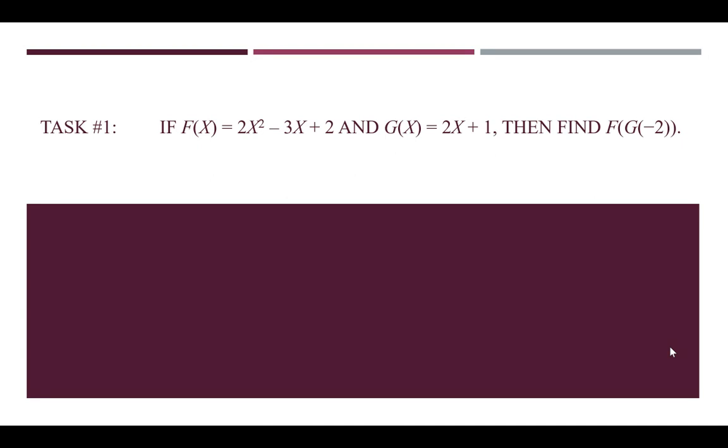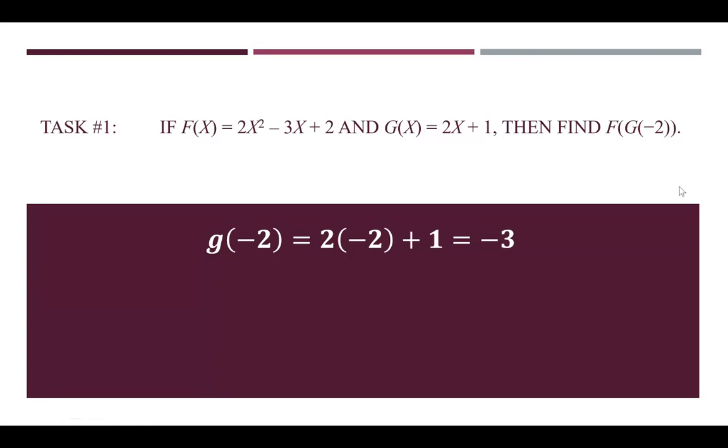All right, here it says, if f of x equals 2x squared minus 3x plus 2, and g of x equals 2x plus 1, then find f of g of negative 2. As always, work your way from the inside out. So first, find g of negative 2. For g of negative 2, simply substitute negative 2 in place of the x in the g function, and you'll get an answer of negative 3.